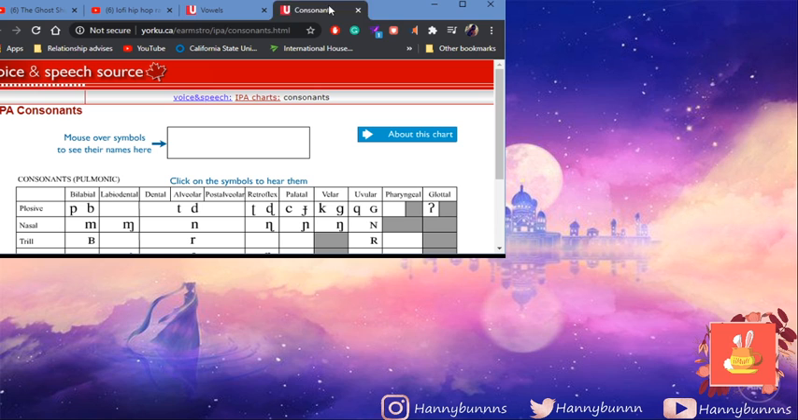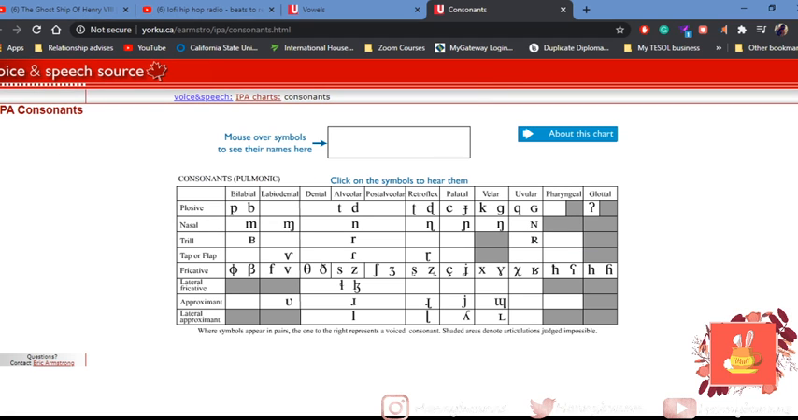Let's see if this works. Let's see. Awesome, it does work. Okay, so I just ended up combining it just because I have so many tabs open.